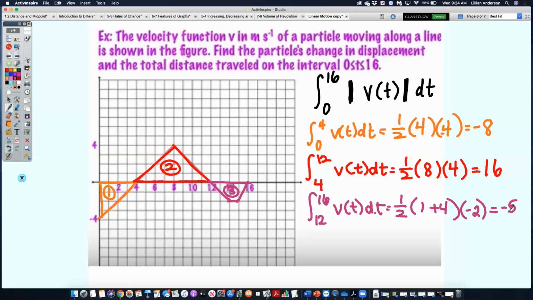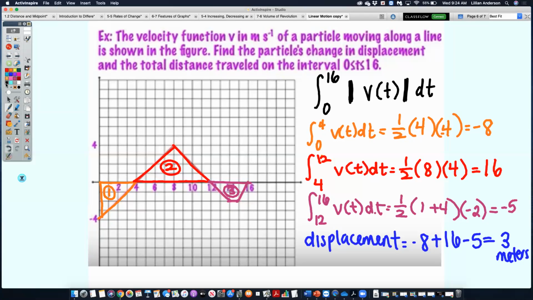-5. So then to find the total, to find our change in displacement, all we have to do is add those three values together. So it's -8 plus 16 minus 5, 3. So 3 meters. So the displacement of this particular particle from its starting place is 3 meters to the right of where it originally started.